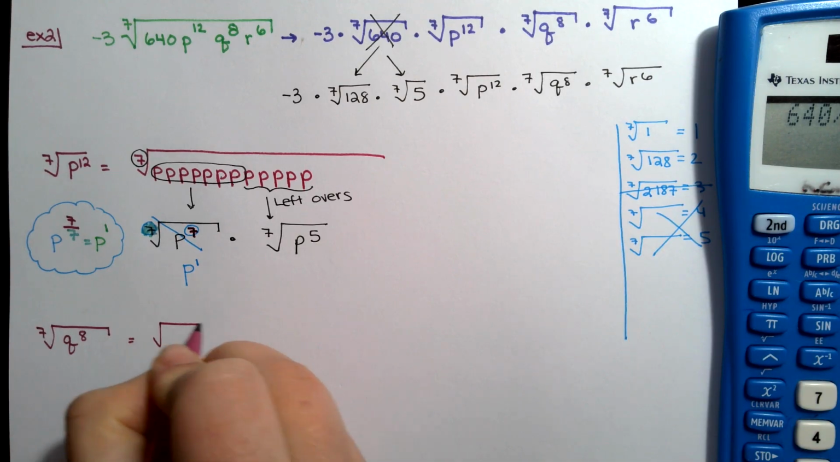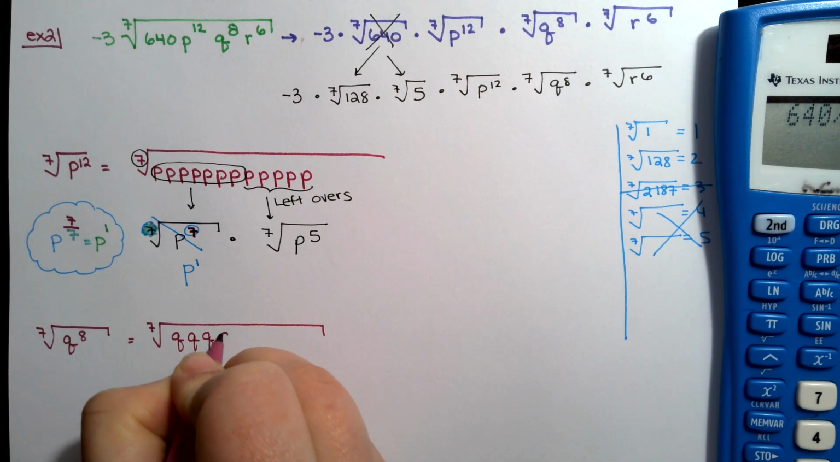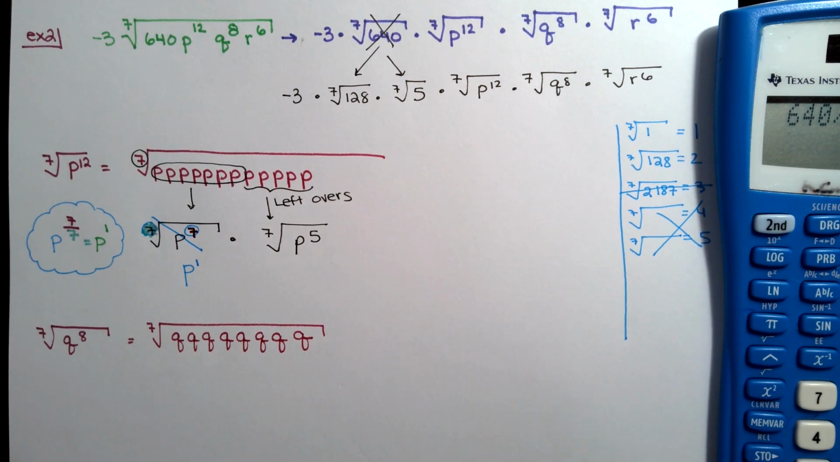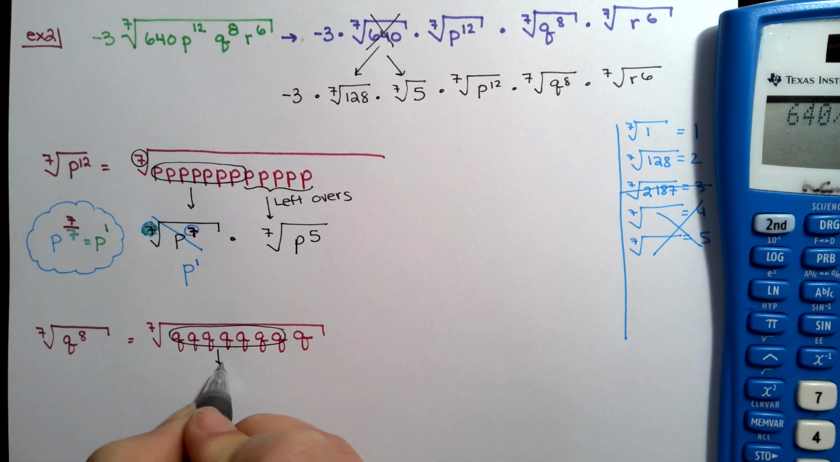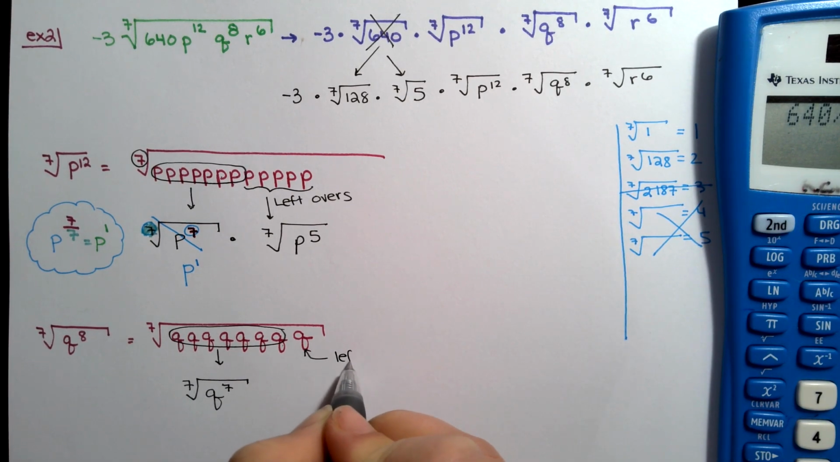Next one we have is the 7th root of q to the 8th power. So how many groupings of q do we have? 1, 2, 3, 4, 5, 6, 7, 8. I want groupings of 7. 1, 2, 3, 4, 5, 6, 7. That means I have the 7th root of q to the 7th power. We do have a leftover.